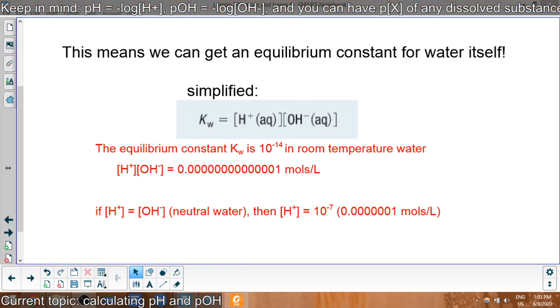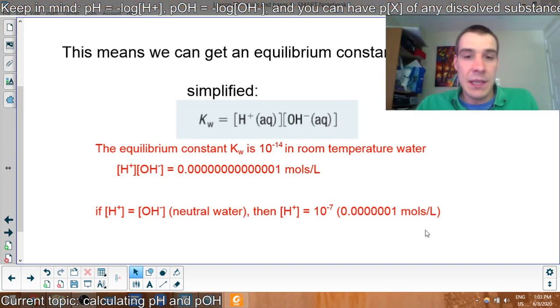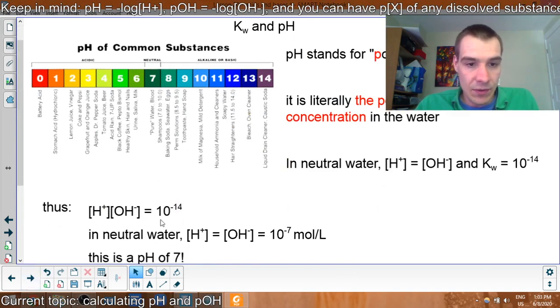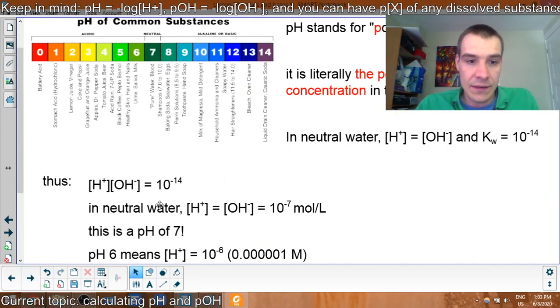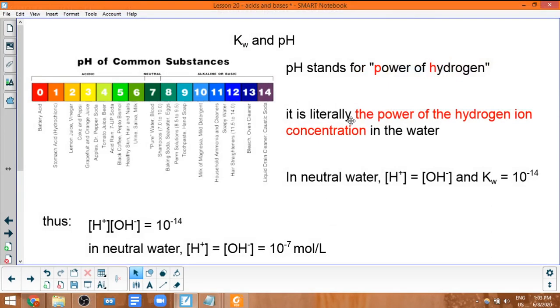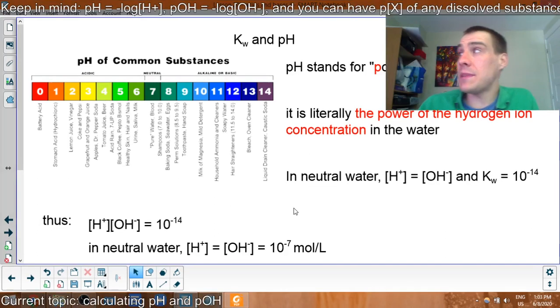What that means is that in neutral water, it's 10 to the negative 7, and that's a pH of 7. The 7 being the negative 7 is not an accident. That's literally what pH means. pH means power of hydrogen. Power of hydrogen. Big H, right? Big H for hydrogen. And it's literally the power. Is that 7? It's the negative. But yeah, that's what pH means.